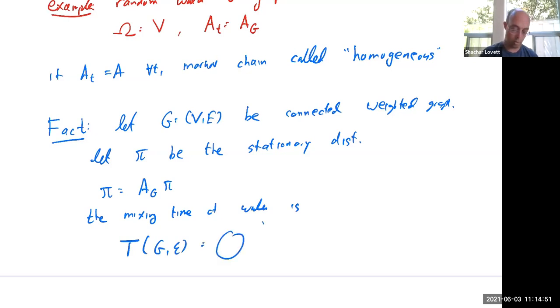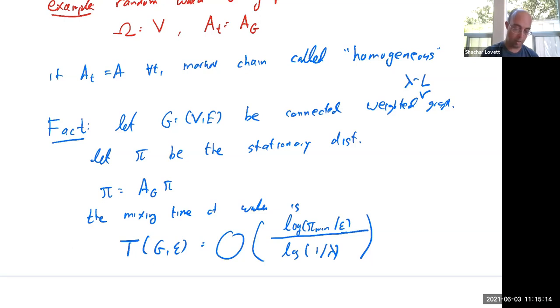So it's going to be order a few things. We're going to have here, I'll write it and I'll explain. And so it's also going to be a lambda spectral expander. Lambda expander. So we have an expander. We're doing a random walk on an expander.